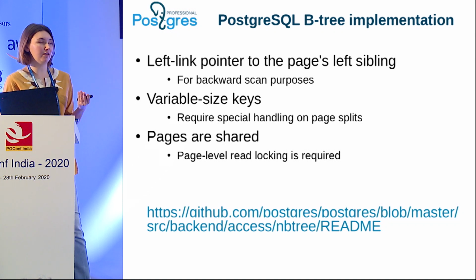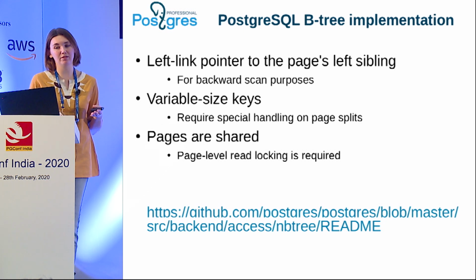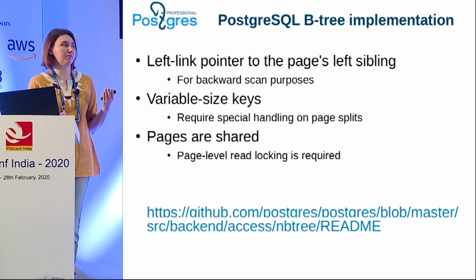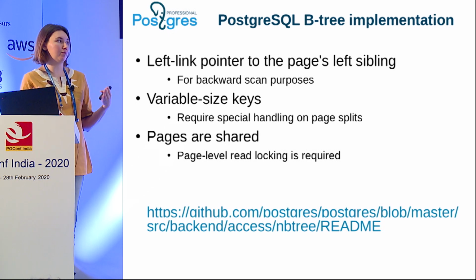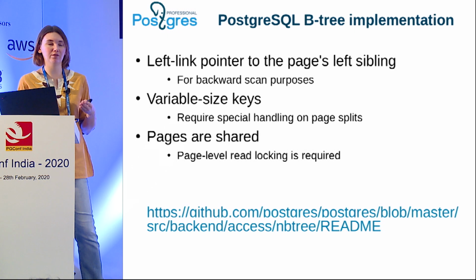Also, keys in Postgres B-trees are not fixed size, so the maximum number of keys is defined with a special macro, and this is actually a restriction of Postgres B-tree, which means that you cannot fit into your B-tree any data, any row that is larger than 1/3 of a page. So it's approximately 2 kilobytes. So if you want to index some larger values, you will probably need to use some expression or functional index.